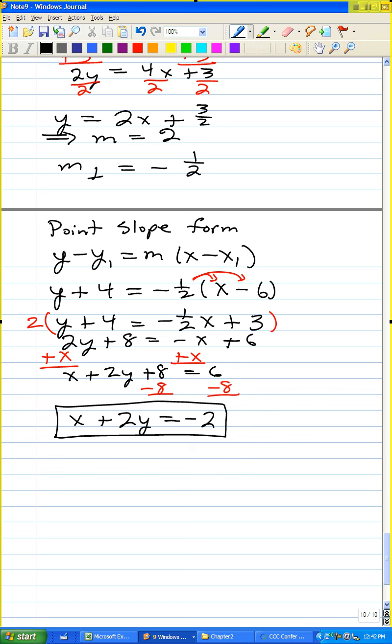Notice that all the coefficients are positive. All the coefficients are integer valued. The coefficient in front of x is positive, and there are no common factors. Okay, so let me do one more, I guess. In exercises 69 through 80, find the equation of the line with the 2 points, and let's do this in standard form. Okay, so I guess I'll do one more of those.